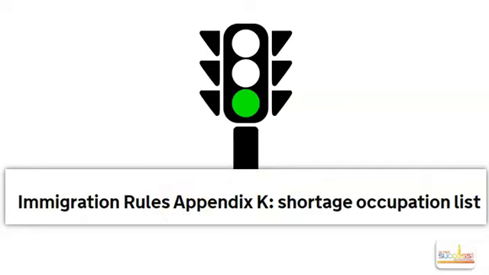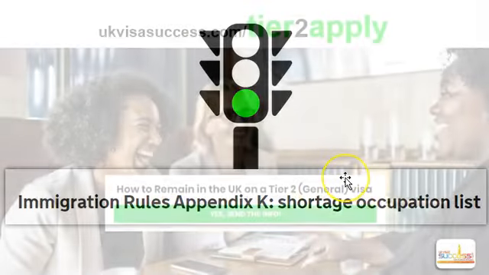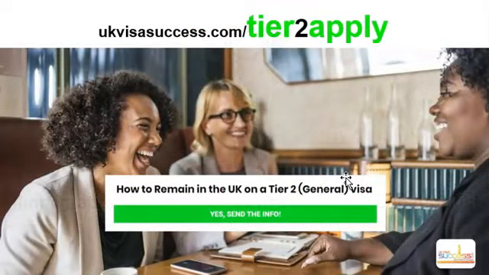and you'll need to get what is known as a certificate of sponsorship. Guys, if you would like to have this shortage occupation list, or if you'd like to know more about these routes, you're very welcome to request this information at ukvisasuccess.com/tier to apply.